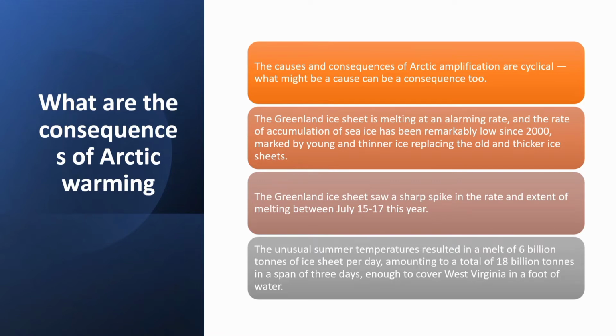The causes and consequences of Arctic warming are cyclical. This is what I have been saying so far: one phenomenon that is occurring will lead to another phenomenon, and this other phenomenon will lead to another one. Finally, it will reach the point where it started. This process is known as a cyclic process. So when the Greenland ice sheet melts, it will absorb more and more radiation. This absorption of more radiation in turn increases the heat of that region. This will again lead to melting of ice. So this phenomenon continues. These consequences are cyclic in nature.